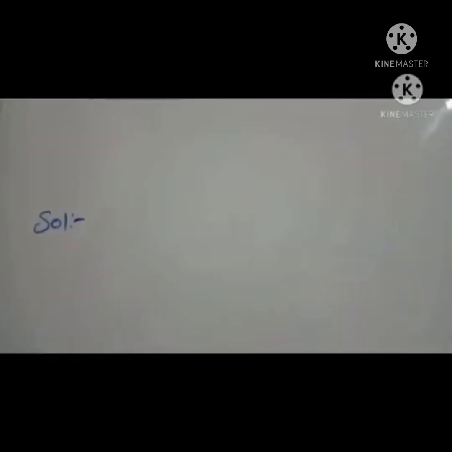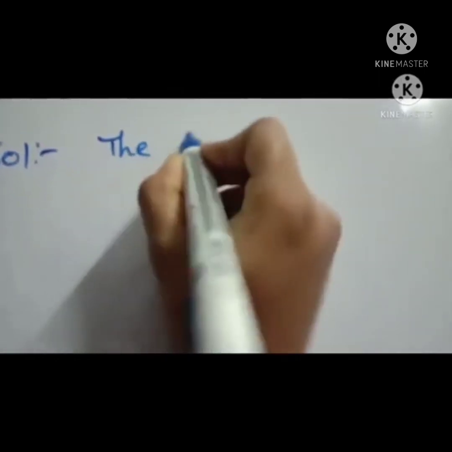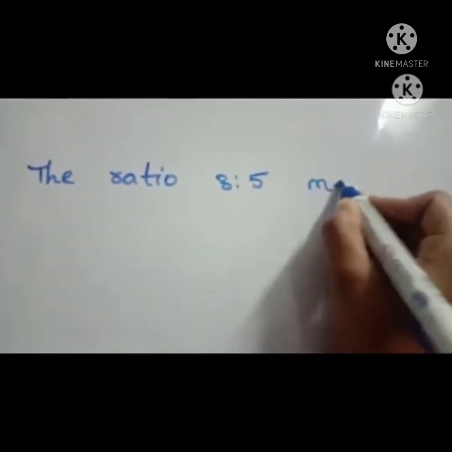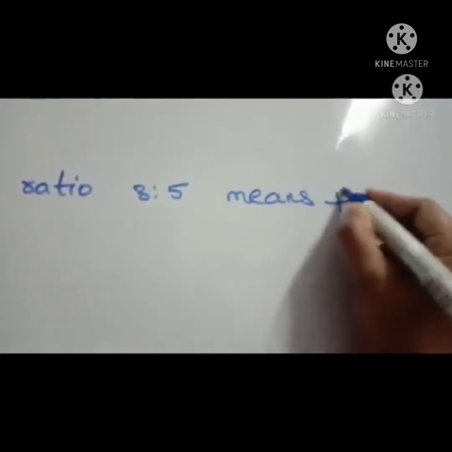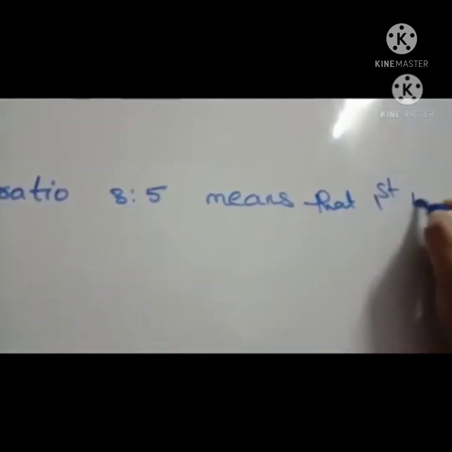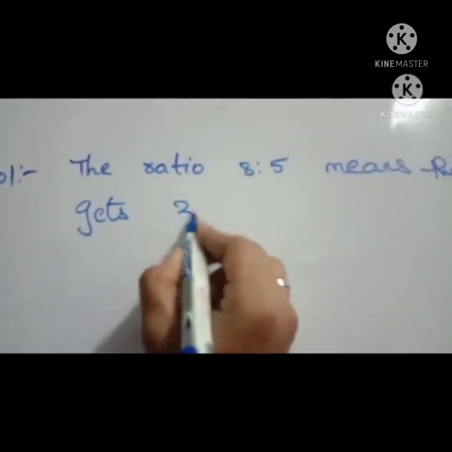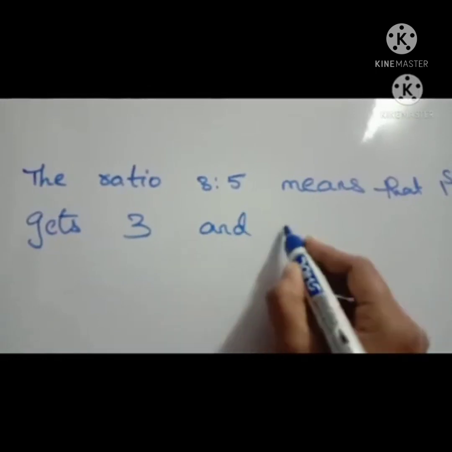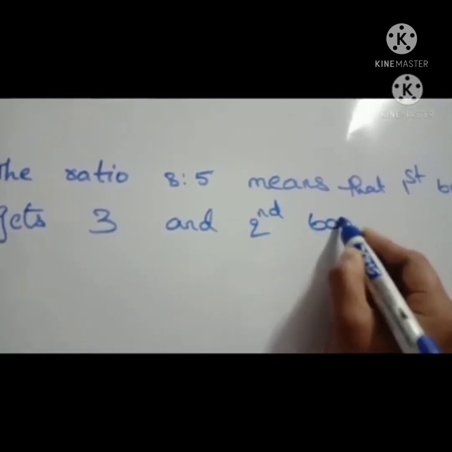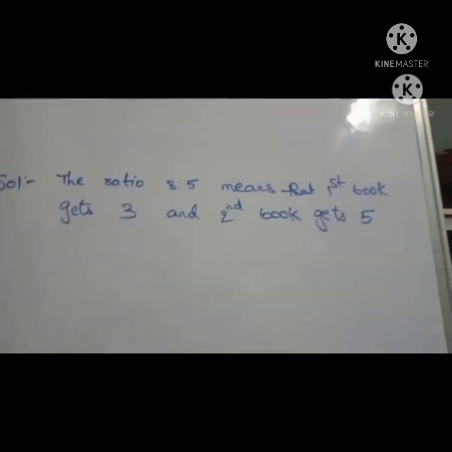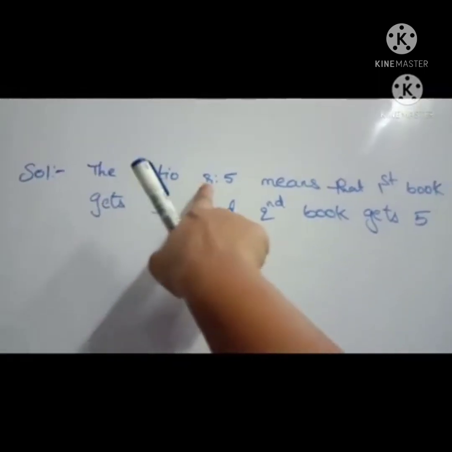Okay, the solution. The ratio 3:5 means that the first book gets 3. Right here, the ratio 3:5 means that the first book gets how much? First book gets 3 and second book gets 5. This is the form. The ratio 3:5.